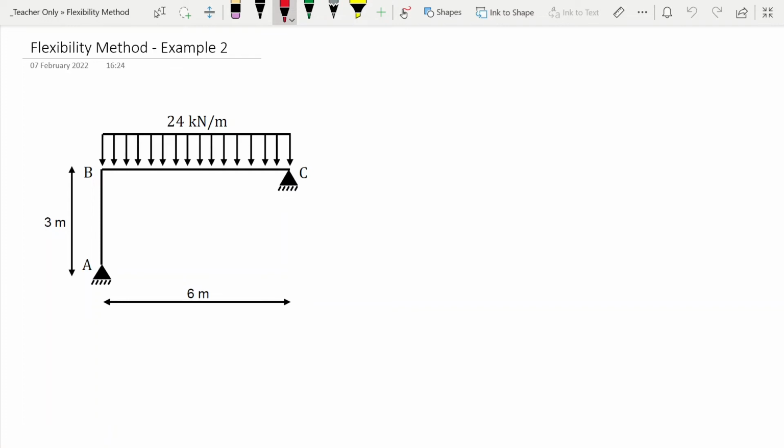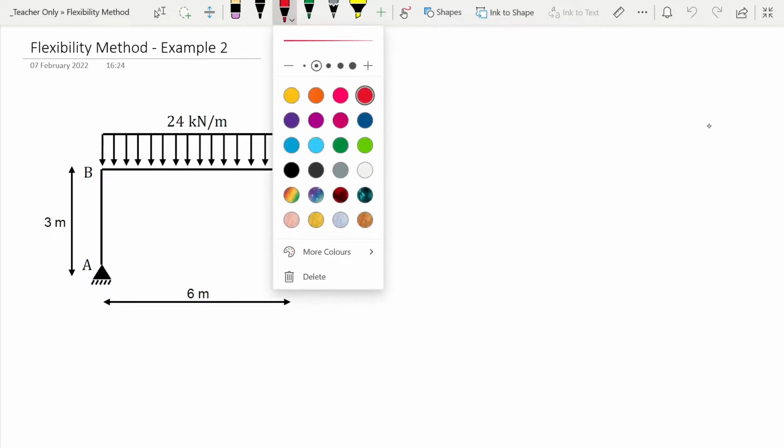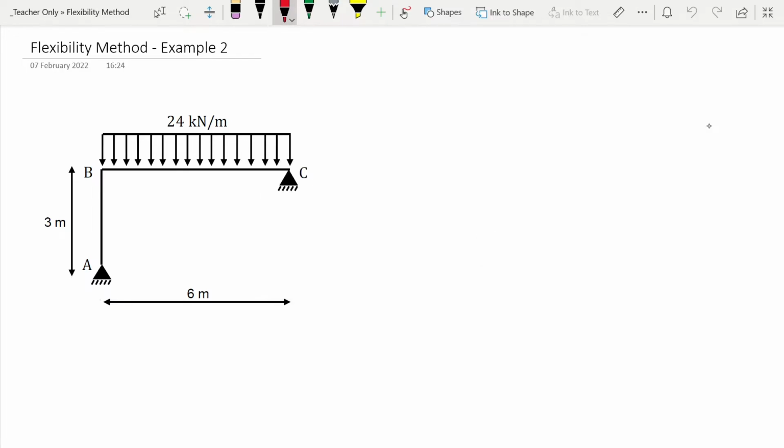Hi everyone. This video is the solution to example 2 on the topic of flexibility method. As in the previous case, this is a structure that has 4 reactions. So we can count them as VA, HA, and then VC and HC.